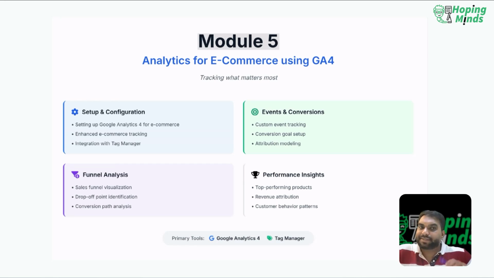So for example, let's say you want to track how many people are clicking your size guide. That might not be a default event, but you can add it easily using Google Tag Manager by setting a trigger on that specific link and creating a custom event called something like size guide click. Then inside GA4, you'll start seeing data on how many visitors are using the size guide.